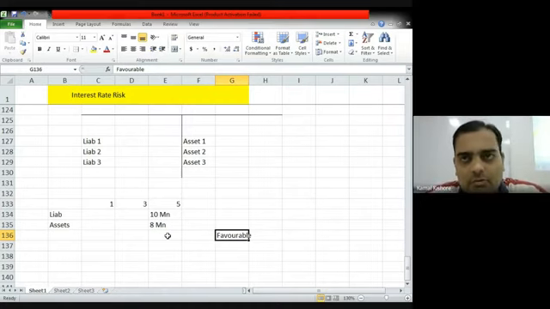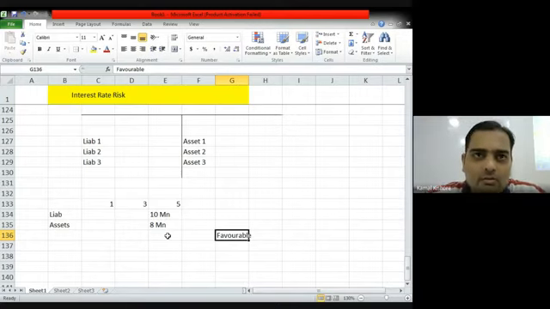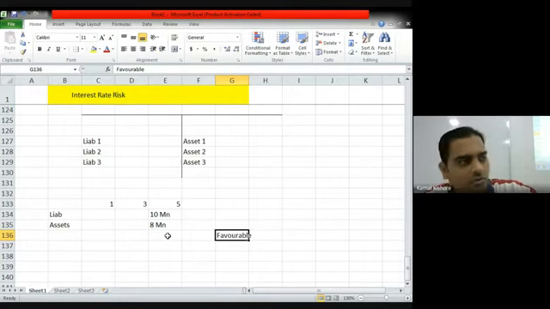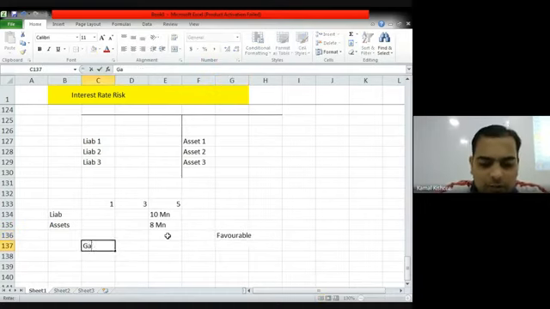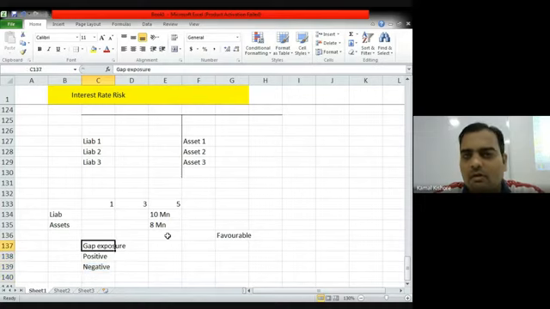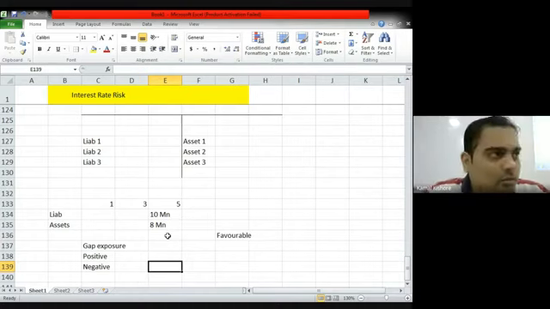What is the net exposure? 2 million. Liability or asset? Liability. That means I have to pay interest on this 2 million. If interest rates increase, I have to pay more interest. If interest rates decrease, I have to pay less interest. That is what we call gap exposure. Is this gap positive or negative? It is negative. If it is negative, then interest rates should decrease.